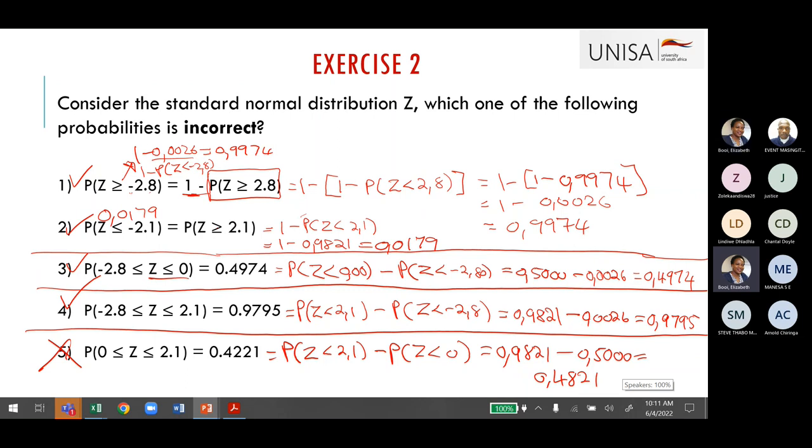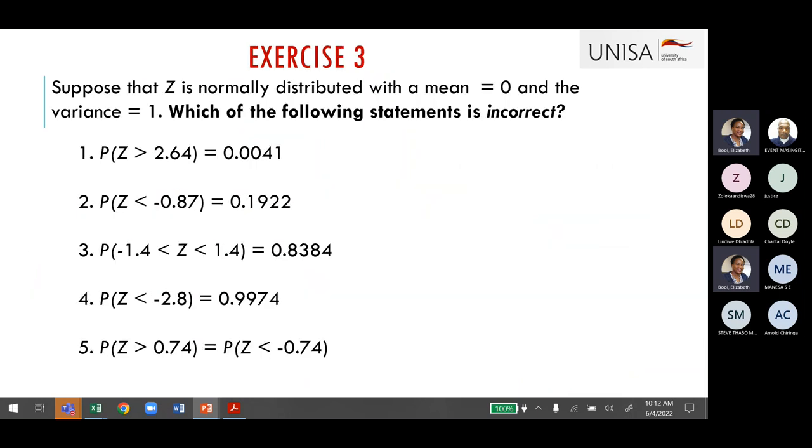Yes, Zoleka. I can see that most of you know how to do these things. So I'm going to skip this one because you can take a screenshot of it. You already know how to answer some of these questions. So I want to get to something different. You can take a screenshot of this, or otherwise come back to the recording to look at exercise number 3. And if you're still not getting it right, you can talk to me on WhatsApp as well.